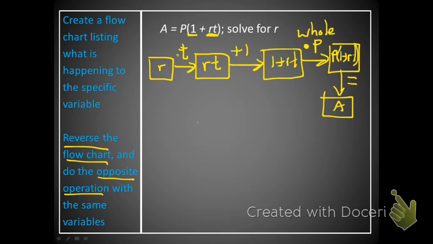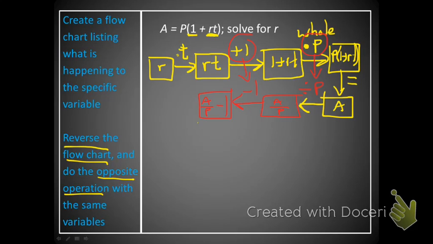The next thing I do is reverse the flow chart and do the opposite operation with the same variables. I did the whole thing times P, so now I'm going to say divided by P, and that gives me A over P. My next one was a plus 1, so now I'm going to say minus 1. That would give me A over P minus 1.